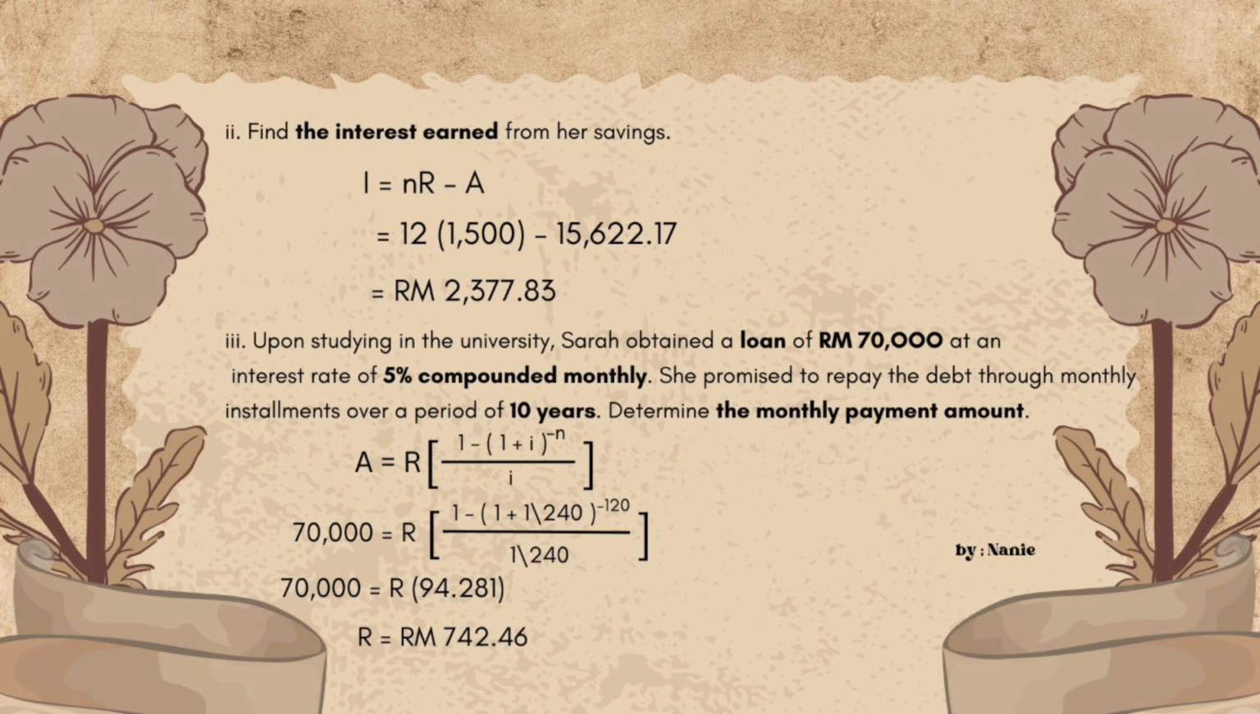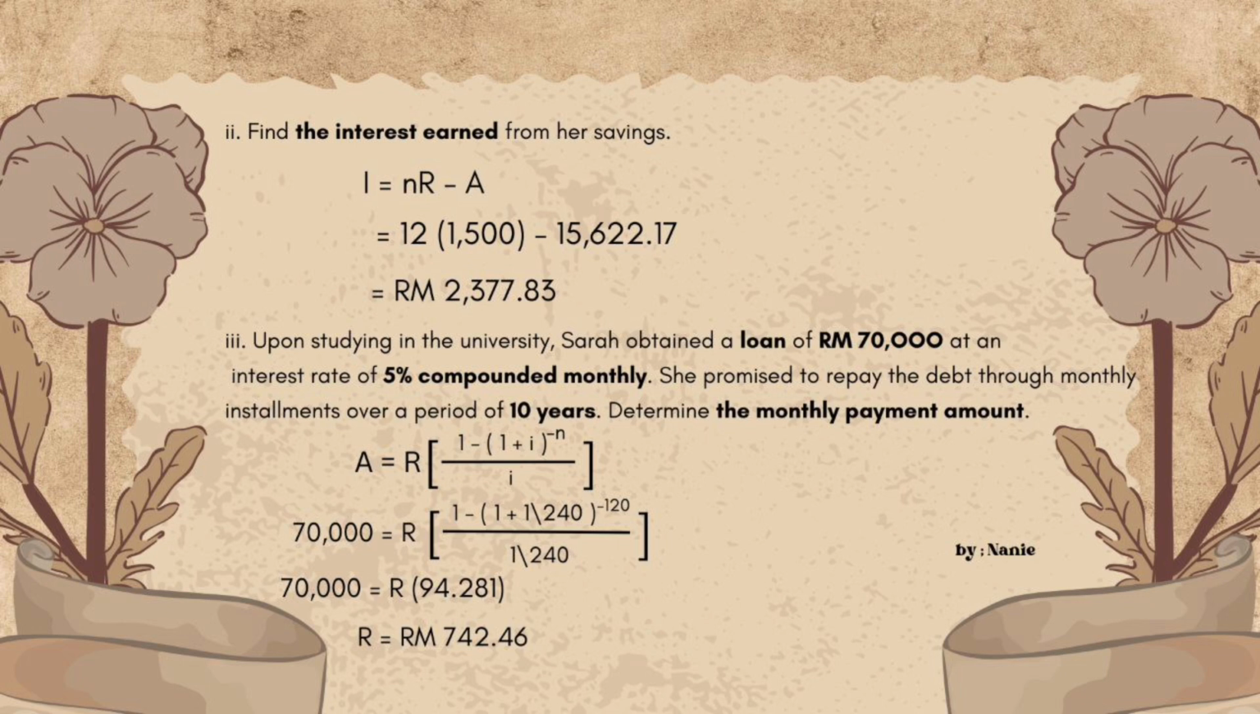Next, question 2. Find the interest earned from her saving. The formula is I equals to NR minus A. So 12 in bracket 1,500 minus 15,622 and 17 cents. And the answer is 2,377 and 83 cents.